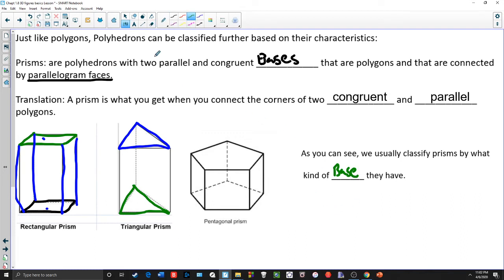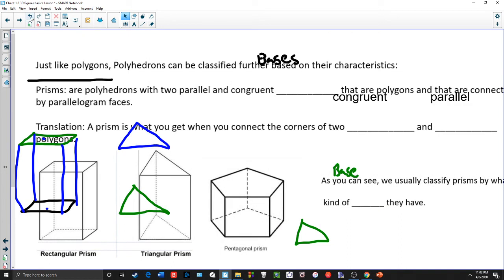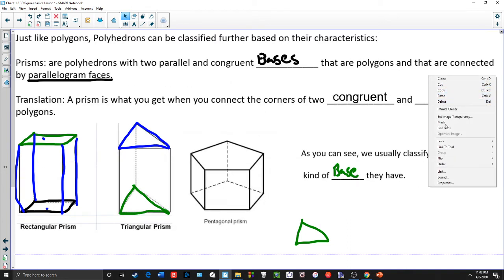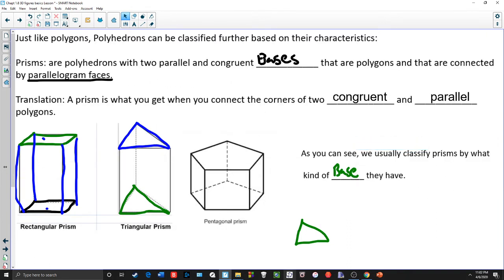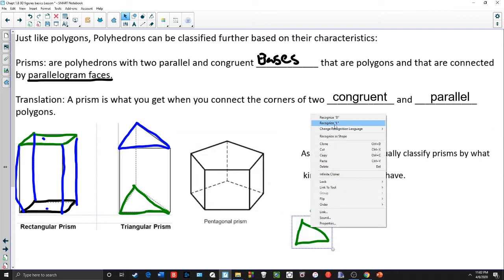And they don't necessarily have to be straight up and down either. For example, a triangular prism could look like this. You have a triangle here. I'll make sure I get an exact copy of this. Lock that in place. So you have a triangle there. Let's say you copy it.